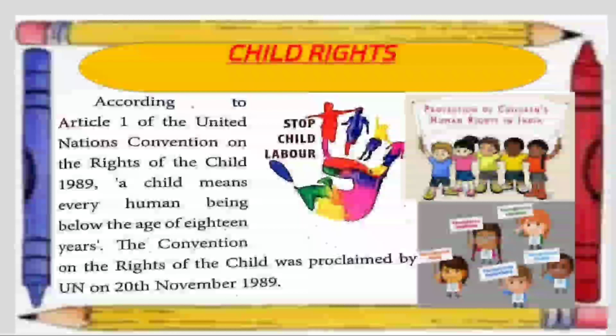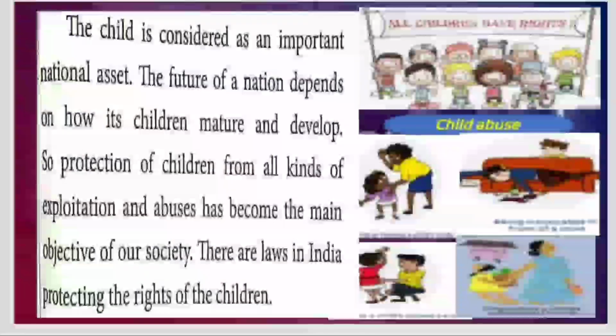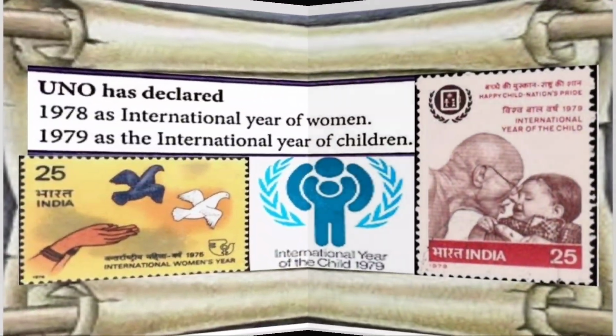The Convention on the Rights of the Child was proclaimed, that is announced, by the UN on 20th November 1989. The child is considered an important national asset. The future of a nation depends on how its children mature and develop. So, protection of children from all kinds of exploitation and abuses has become the main objective of our society. There are laws in India protecting the rights of children.